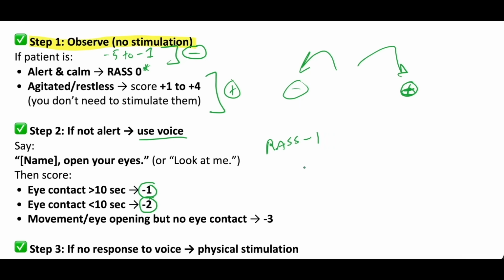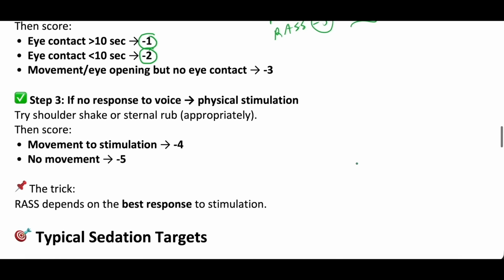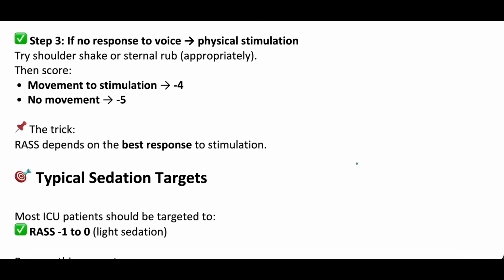If they open their eyes to voice, look at you, but make eye contact for less than 10 seconds, their RASS is -2. If they open their eyes to verbal stimuli but do not make eye contact with you, their RASS is going to be -3. So that second step, using voice and asking them to look at you, will help differentiate a RASS of -1 to -3. But if there's no response to voice, then you have to move on to physical stimulation, right? So, shake their shoulder, sternal rub if appropriate. And if they move to that stimulus, their RASS is -4. If they don't move, it's -5.